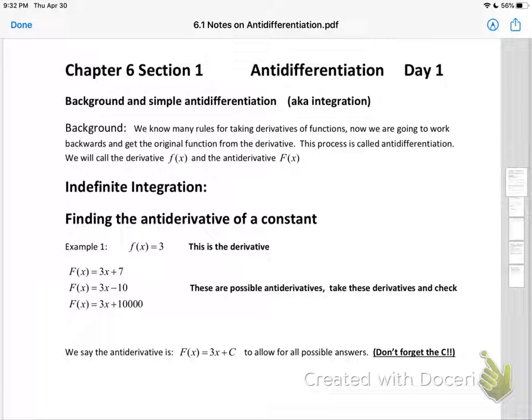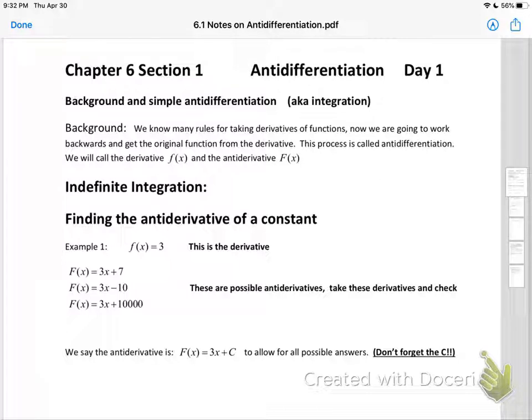Okay, so today we're going to start a brand new topic, and it's called antidifferentiation. We're going to do this over 2 days. Antidifferentiation is the opposite of differentiation, so you are basically going to be working backwards. You're going to do the power rule in reverse, the natural log rule in reverse, and the e rules in reverse.